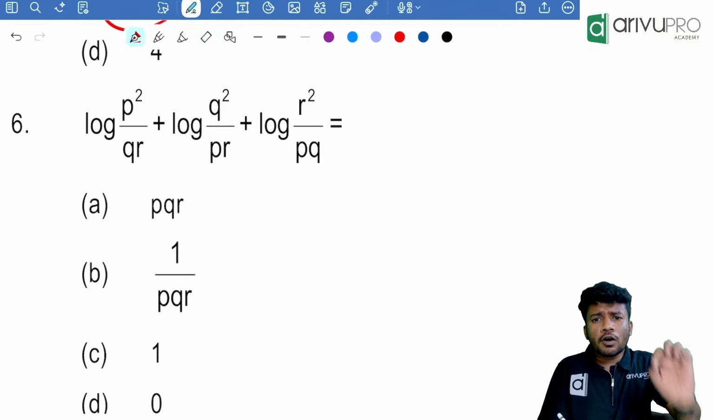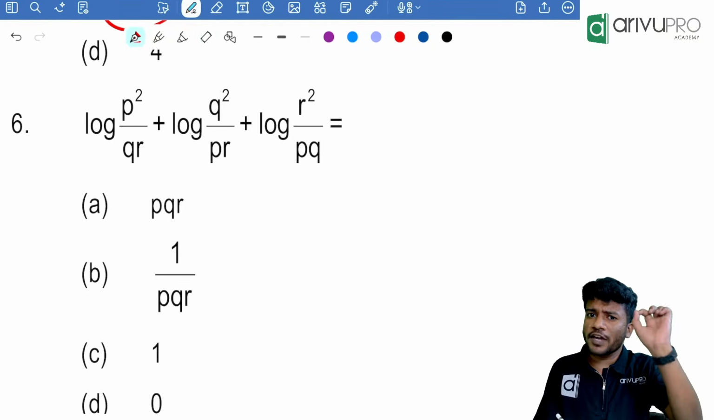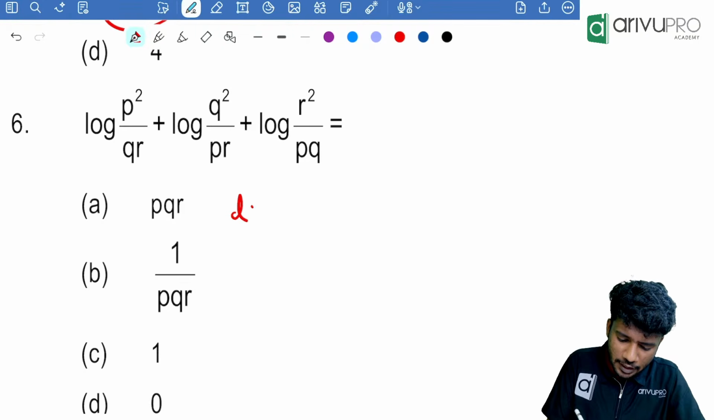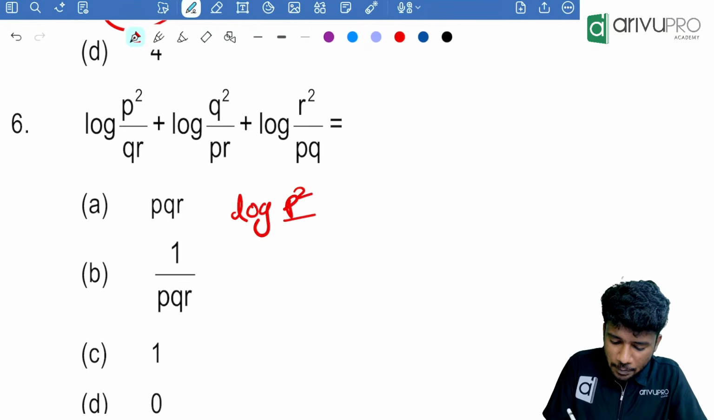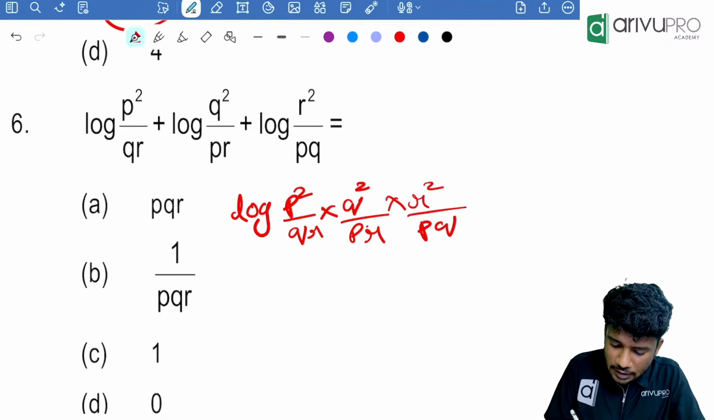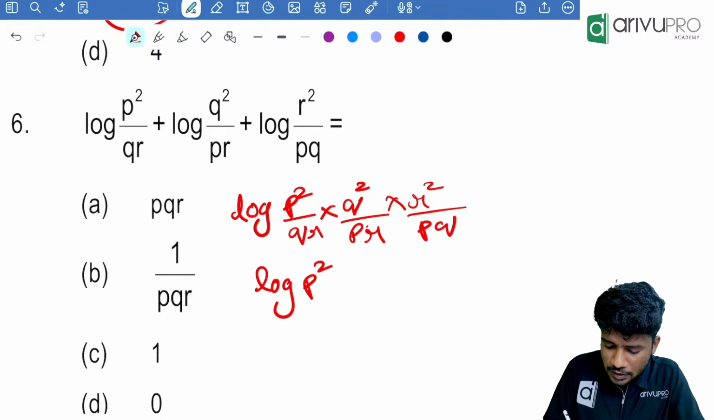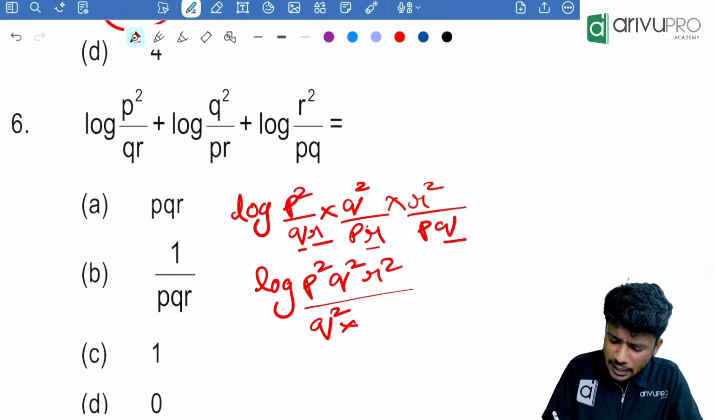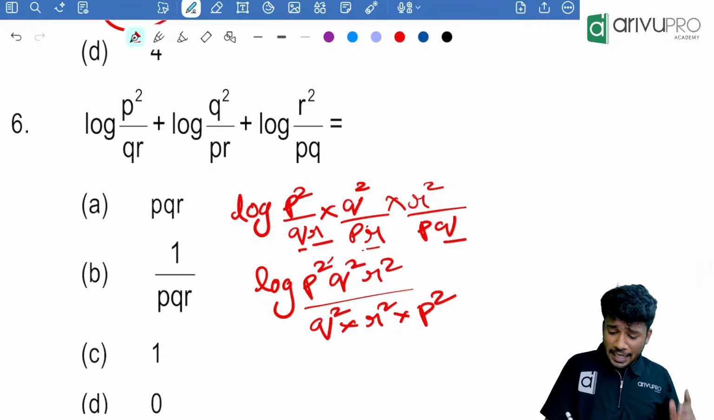Log of a plus log of b plus log of c is how much? Log of a into b into c. That means you can write it as log of p square by qr into q square divided by pr into r square divided by pq. Now people, you can say that it can be written as log of p square q square r square divided by q, and q will become q square, r and r will become r square, p and p will become p square. Now you can cancel off things, people.